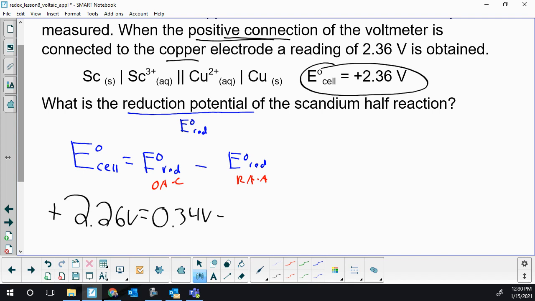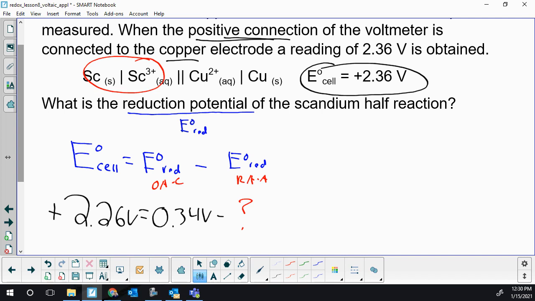Again, how did I know it's a cathode? A, it's the second part of the cell notation, and B, we're told the copper was the positive, where the positive electrode was. That has to be the cathode. Minus, well, the anode is the scandium, and that's what we don't know. That's what we're asked to solve.